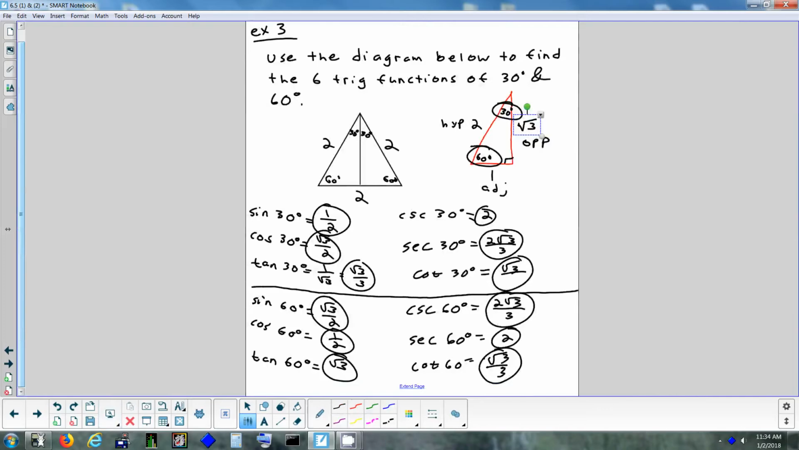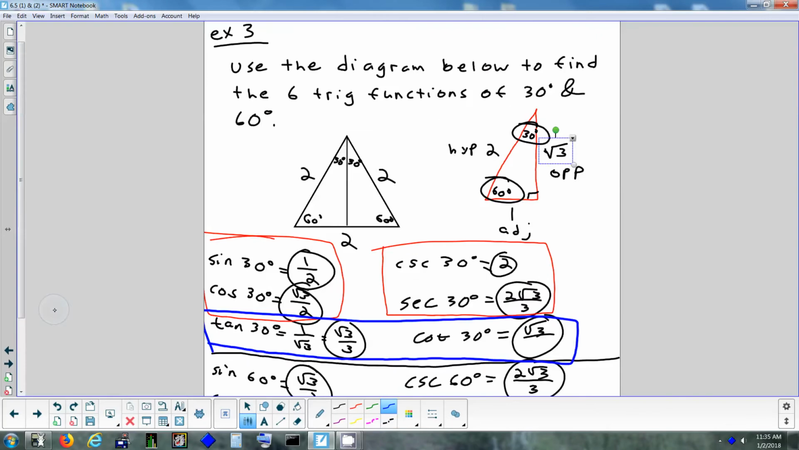So the sine and the cosine switched. Those two switched places, going from 30 to 60. The cosecant and the secant, those two answers switched places. And then the tangent and the cotangent, those two numbers switched places. So if you look at those boxes, that's what switched.